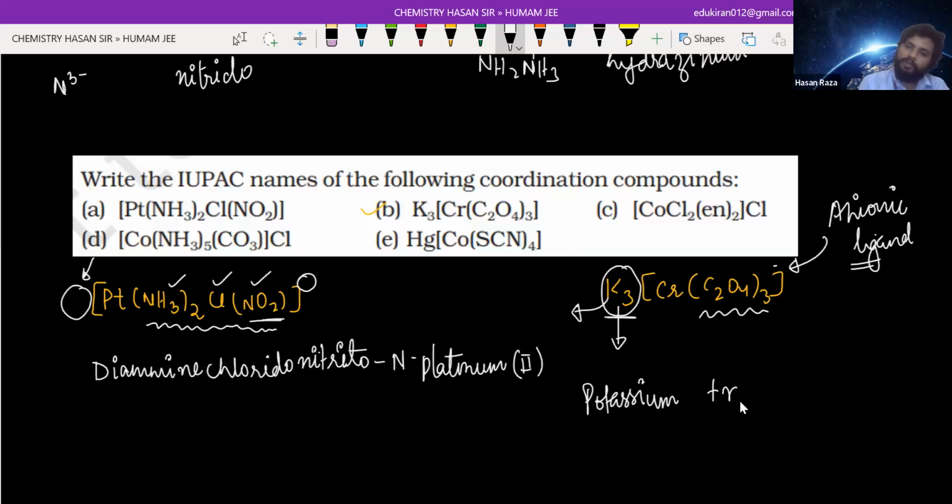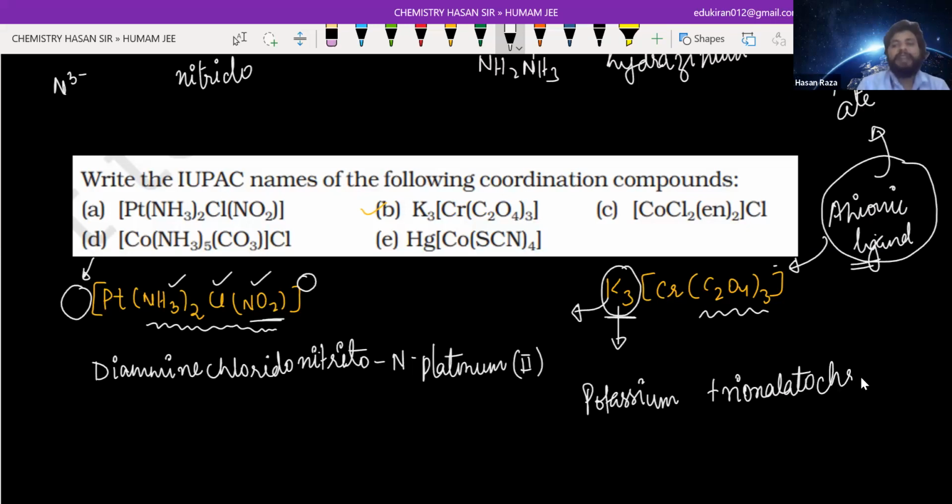So you can see this is your tri, since thrice, oxalato, not oxalate, because oxalate is a negative ligand, and whenever a negative ligand comes, its name ends with O, so it becomes oxalato. And then chromium, you cannot write chromium because it is an anionic complex, and the name of an anionic complex ends with ate, so it becomes chromate. Then you are going to calculate the oxidation state, you will get 3. So this is the name of this complex. Please do write it and do others.